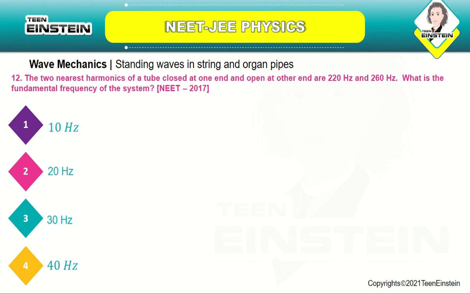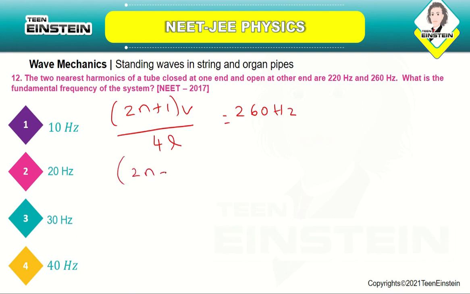What is the fundamental frequency of the system? Okay, so here, as a tube is closed at one end and open at the other end, what happens is (2n plus 1) V by 4L is equal to 260 Hertz. And another one is (2n minus 1) into V by 4L is equal to 220 Hertz.